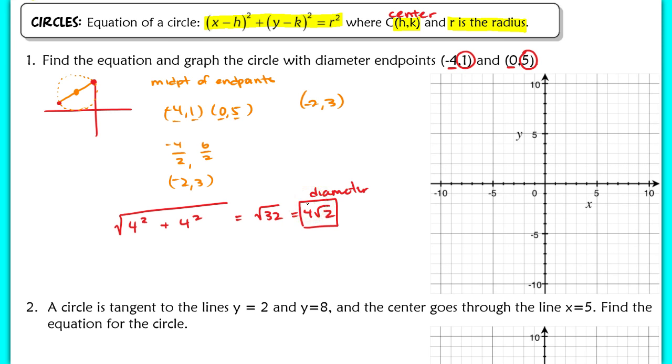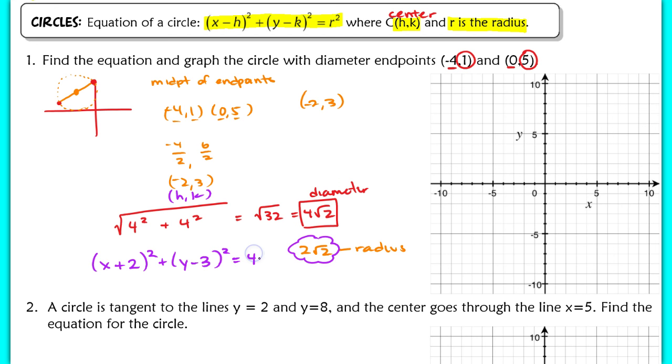Now, if 4 root 2 is the diameter, that means 2 root 2 would be the radius. So now when I come back to the original standard form and I want to write this equation, I start with x, then I subtract the h. Remember, this is (h, k), negative 2, 3 here. So I'm going to actually add 2, because it's x minus a negative 2. We'll square that, plus (y minus 3) squared equals this radius squared. So I have to make sure I square both parts. A lot of small mistakes happen here when people don't remember to square both parts.